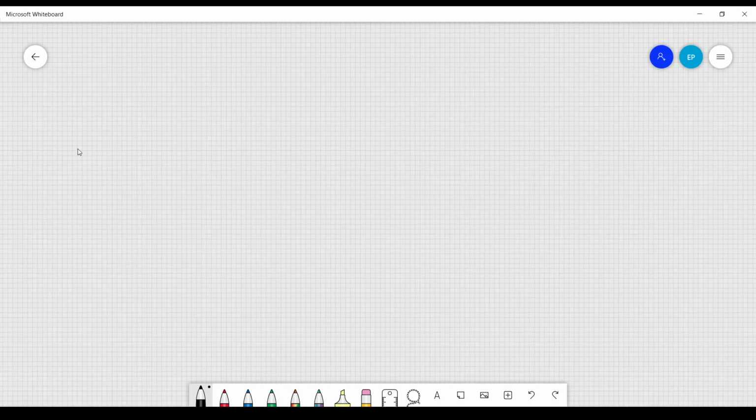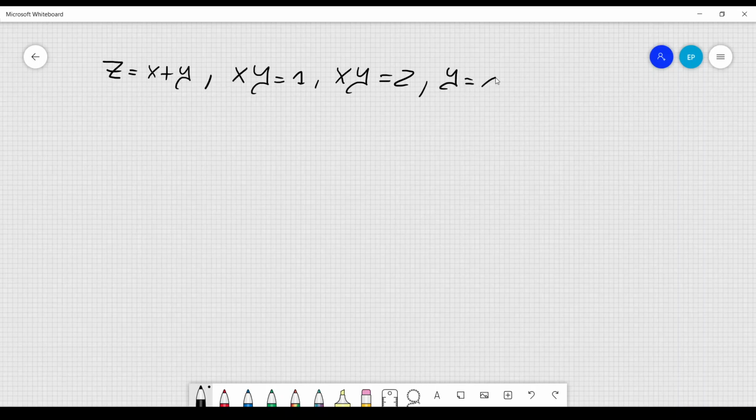We want to calculate the volume delimited by the following surfaces. We have z equal to x plus y, then we have x times y equal to 1, x times y equal to 2, y equal to x, y equal to 2x, and z equal to 0. And we know that x is greater than 0 and y is greater than 0. So what is the volume defined by all these surfaces?